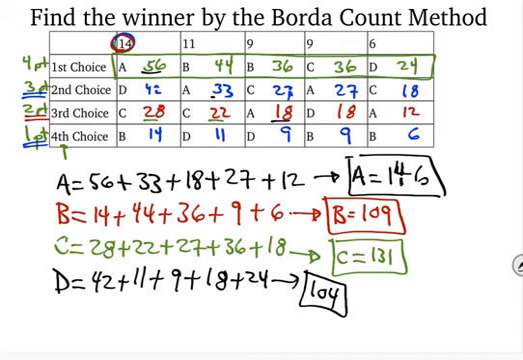And when we look at all of these, we would say that A is the winner. And C would be second place by the Borda count method. B would be third place. And D would be fourth.